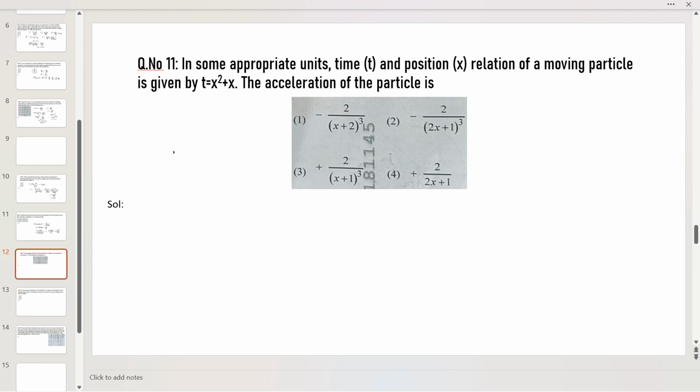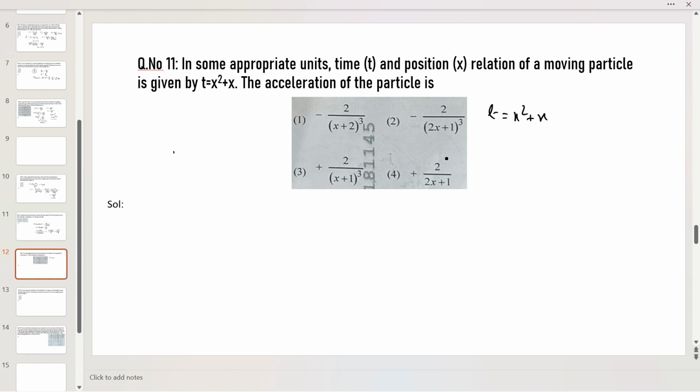In this you have to find the acceleration. So you have to find the acceleration. So here you see that t is equal to x square plus x. It is given to you.